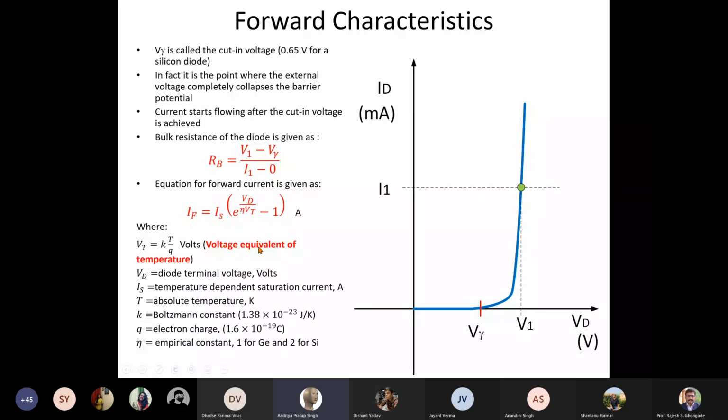Now what is this Vt? Have you studied that? Guys, what is this Vt? Hello? Yes, sir. What is this Vt?